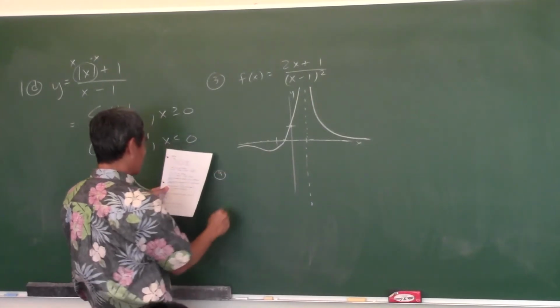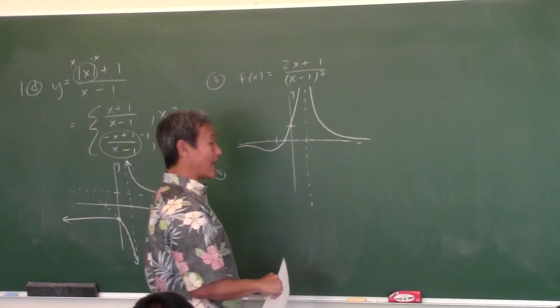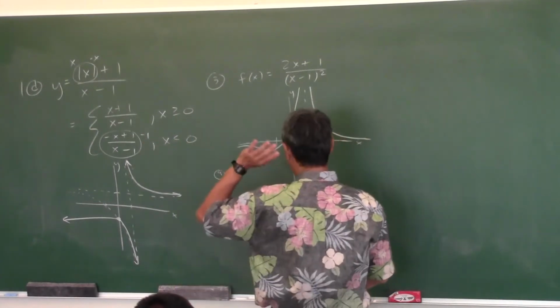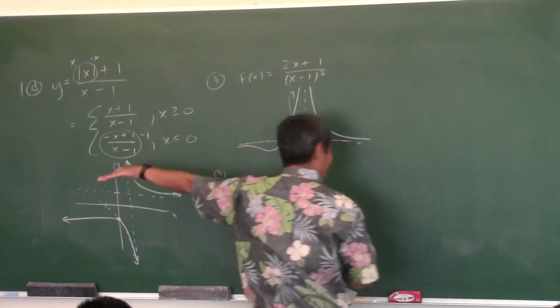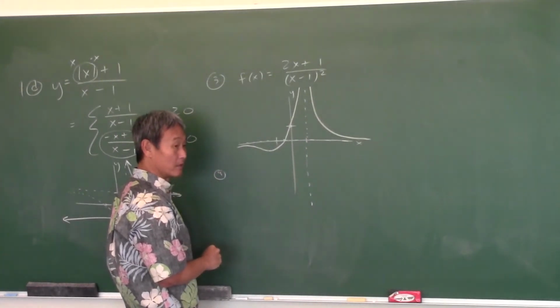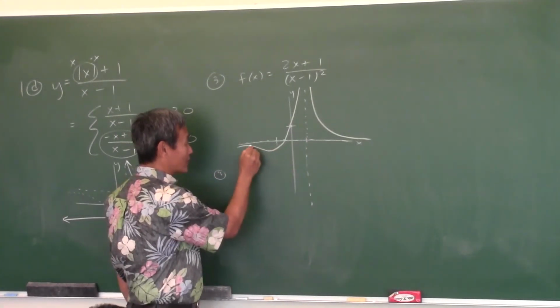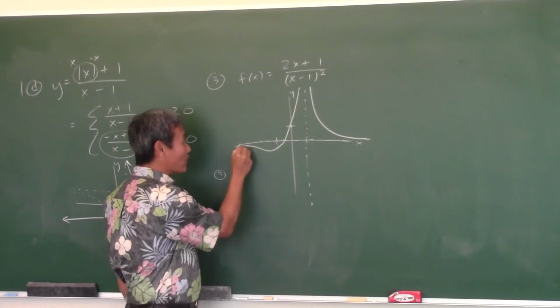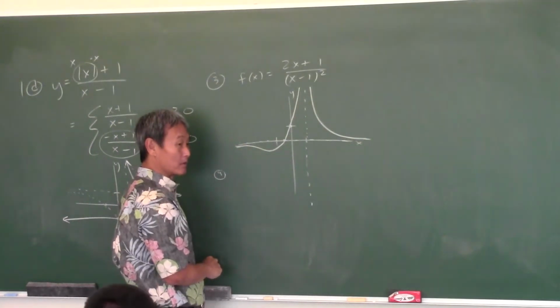A, what is the limit as x approaches negative infinity? In other words, as the graph is going out to the left, the y coordinates are getting closer to what number? Look, the graph is going out to the left. The y coordinates are getting closer to what number?